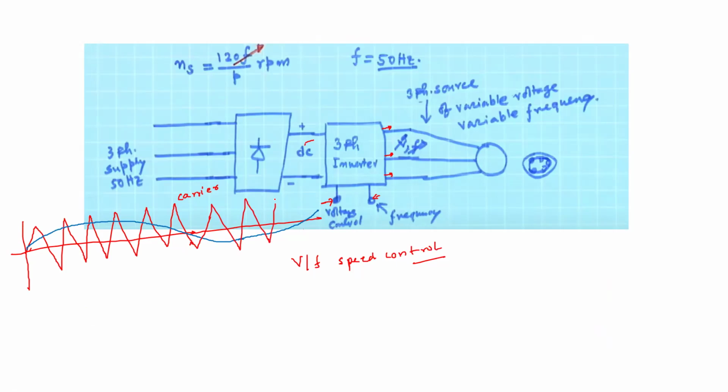Now, what you can do is vary the control by using the control algorithms and by switching the three-phase inverter using the gate drivers. What you can do is vary this modulating signal. Suppose you want to increase the frequency, and also increase the voltage, then you can do something like this.